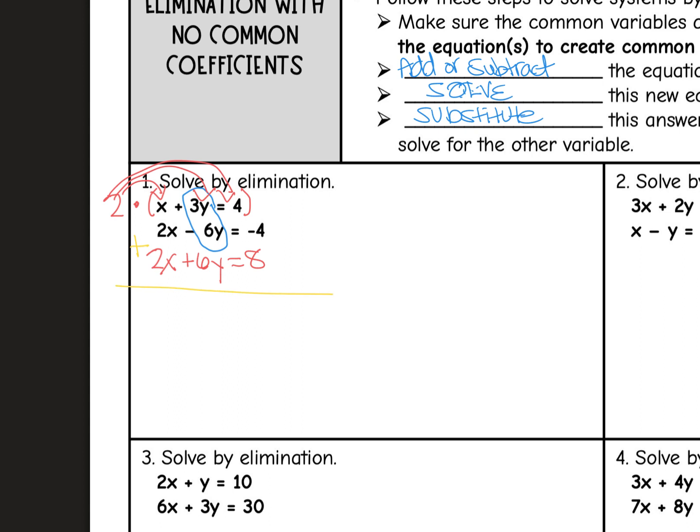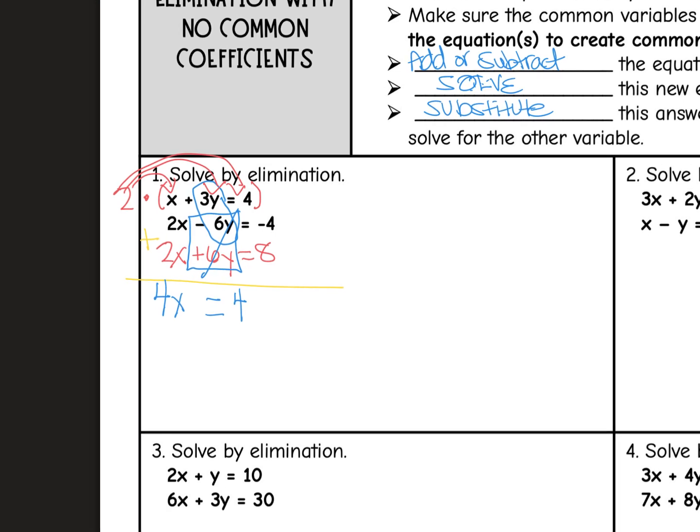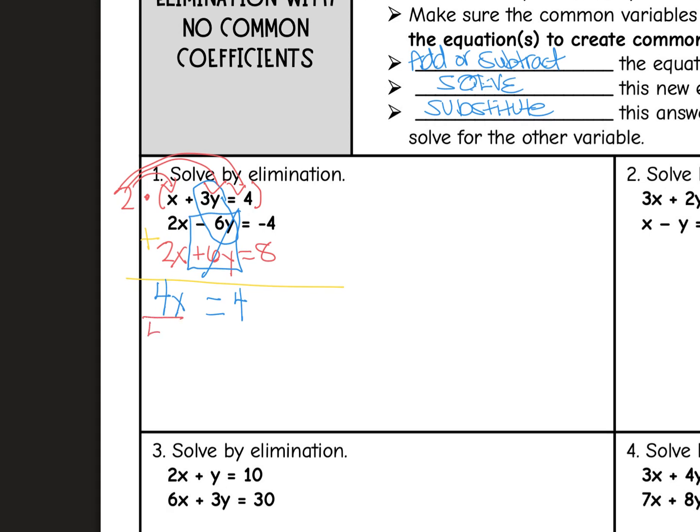Okay, so 2x plus 2x, I have 4x. My 6y, negative 6y plus 6y, they cancel out. And then I'm left with negative 4 plus 8, which is positive 4. Okay. I have gotten rid of my y. Now we're just simply solving for x. I'm going to divide both sides by 4, and I'm left with x equals 1.